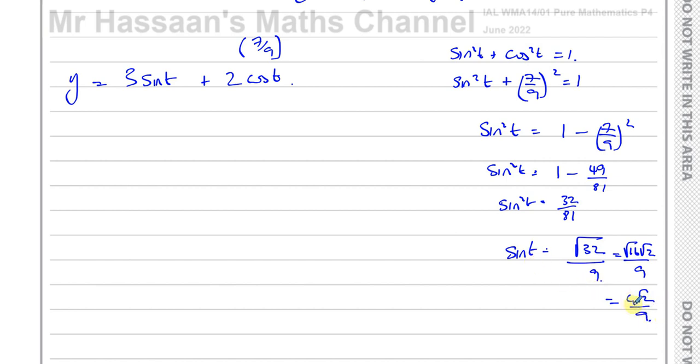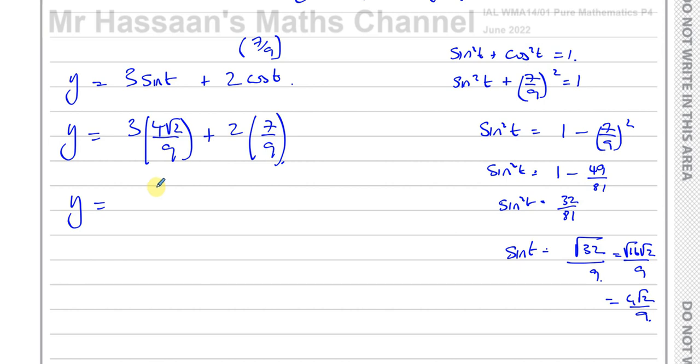So sine t is the same as 4 root 2 over 9. Okay, that's what the sine of t is. So we can now say y is equal to 3 times 4 root 2 over 9 plus 2 times 7 over 9. Okay, so we have the exact value of cosine t, the exact value of sine t. So y is going to be 12 root 2 over 9.